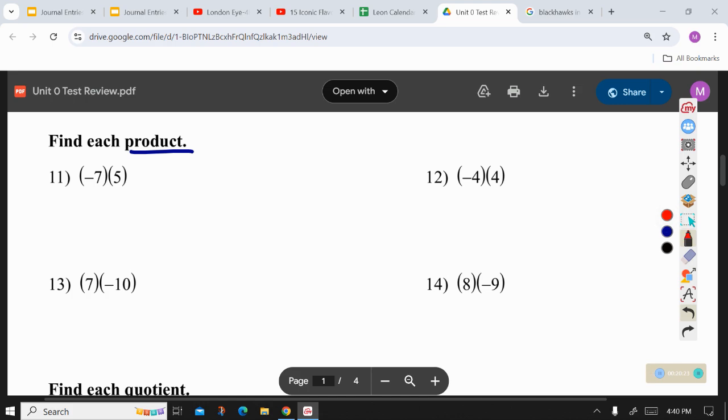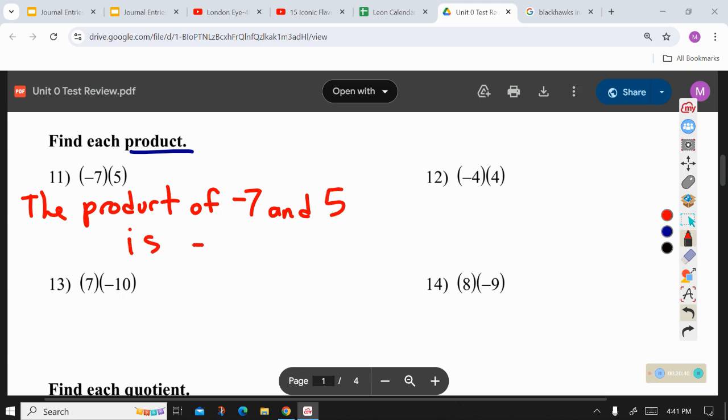Okay, so we could even write the sentence out. The product of -7 and 5 is -35. Okay, so we want to understand a couple things, like what do these parentheses mean, like we were talking earlier, right?